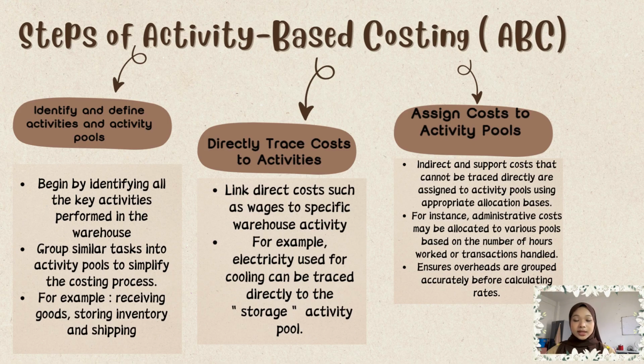Now we look at indirect costs, those that cannot be directly traced. These include administrative support or shared facility expenses. We assign them to activity pools using a logical base, such as labor hours or transaction count. This still ensures our overhead is distributed accurately before moving on to the activity rates.